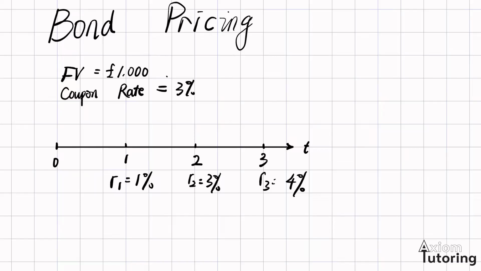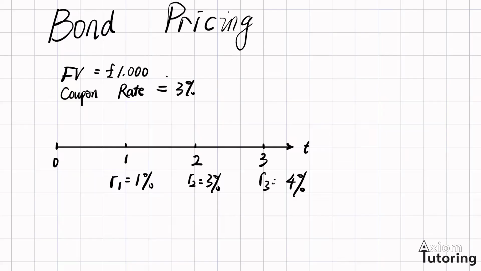Hi, in this video, let's take a look at how to calculate the prices of bonds with different maturities, different coupon rates, and different spot rates. We're going to assume that the bonds in consideration all have the same face value of £1,000. This is only for simplification. You can change this number to your liking.